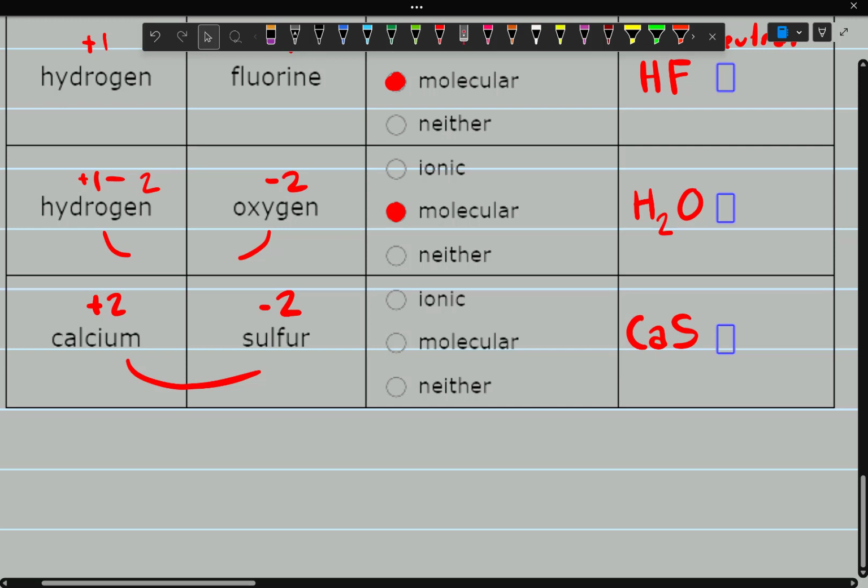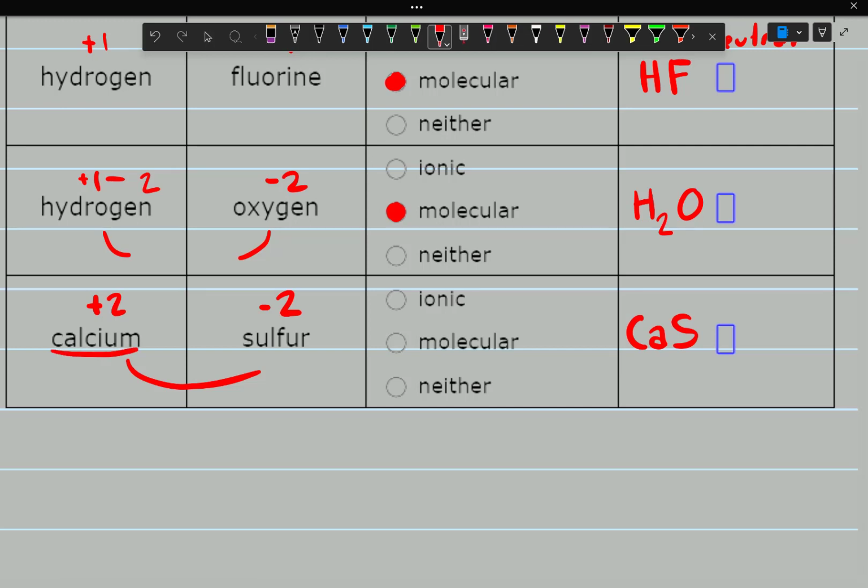Is it an ionic compound? Well, calcium is one of our main group metals, and so we have a metal and a non-metal, which is the definition we need to satisfy the definition of ionic compound.